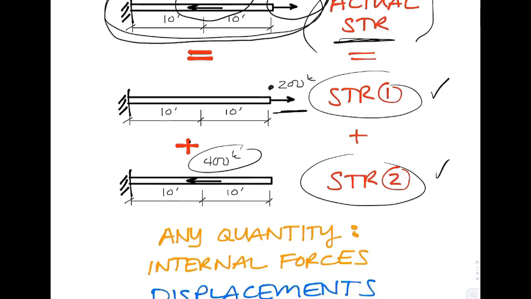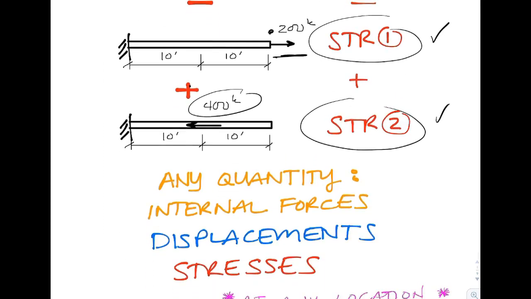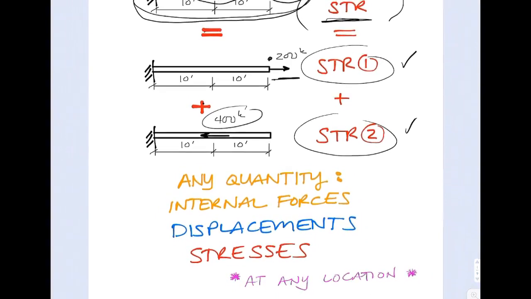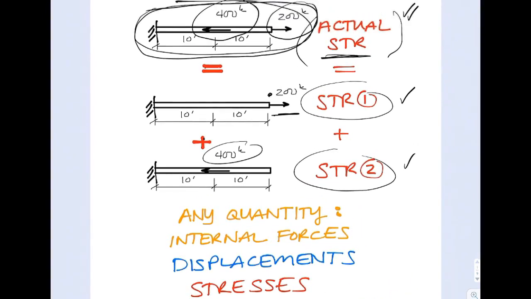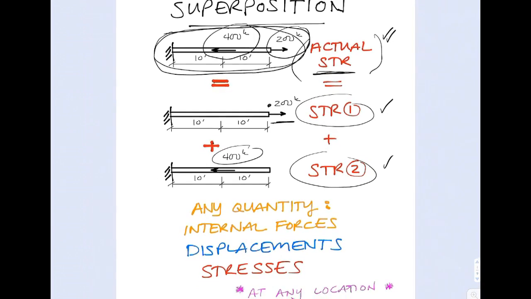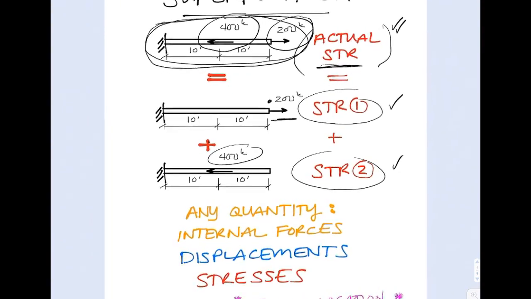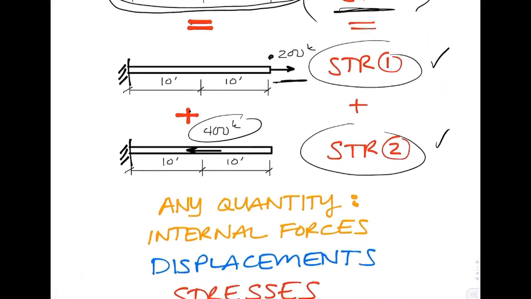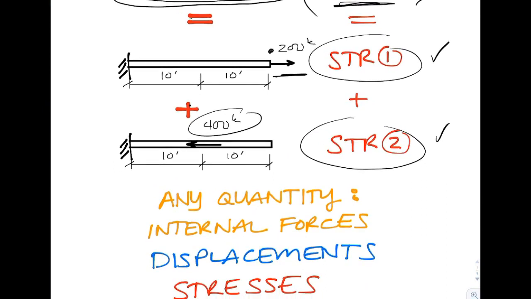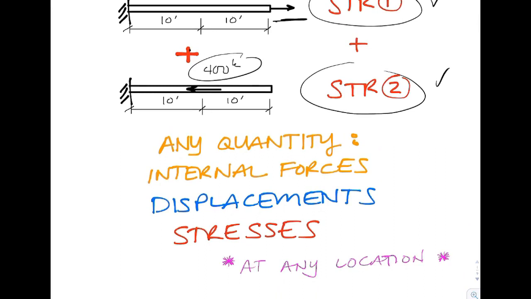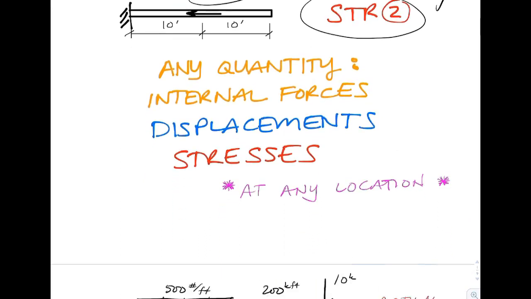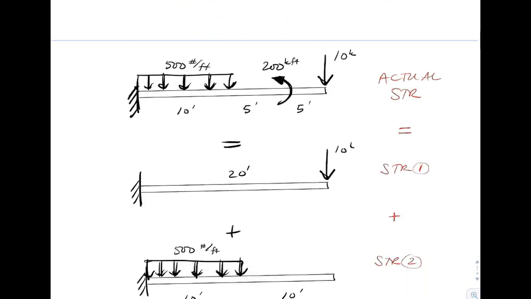And this is true for any quantity to solve for: internal forces, displacements, stresses, strains. The problem has to be linear, and any quantity in the actual structure could be solved for by the summation of these structures 1 and 2, and there could be more structures depending on the loading or depending on the structure itself. All right, this is true at any location.